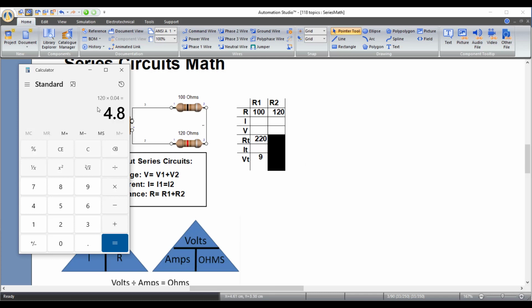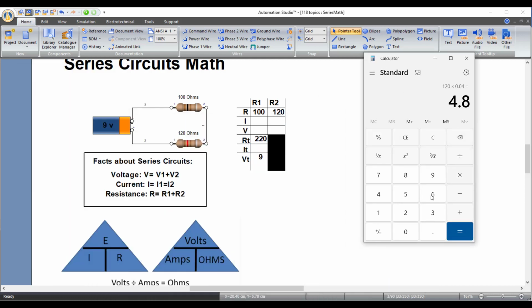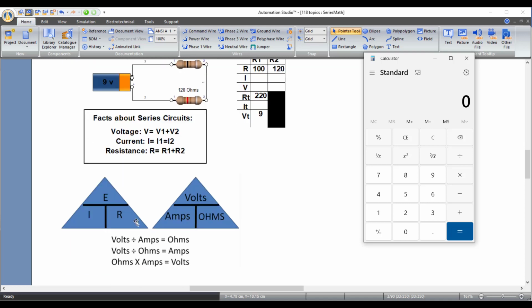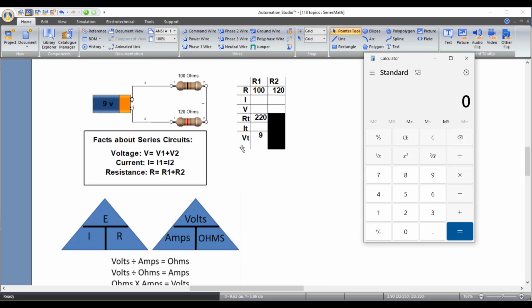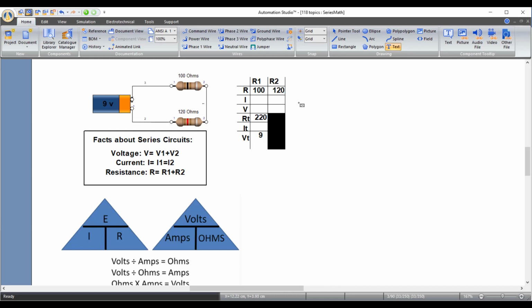Let me bring up my little calculator here. Clear that. So to get current total, if we look here for current, go down to Ohm's law. To get our amps, we need to take our volts and divide them by ohms. So our volts are 9 divided by 220. That gives us 0.04 amps. So I'm going to put this right here. 0.04.